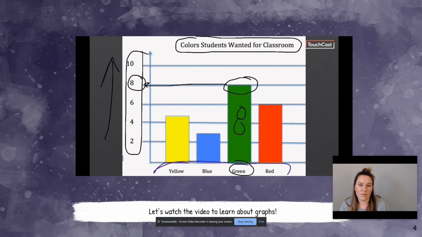Try the same thing with red. We go to red, we find where it ends, draw that line over.